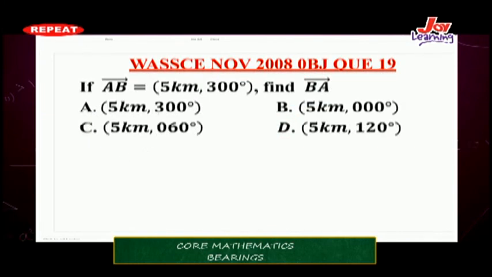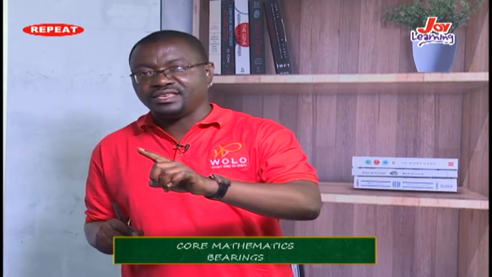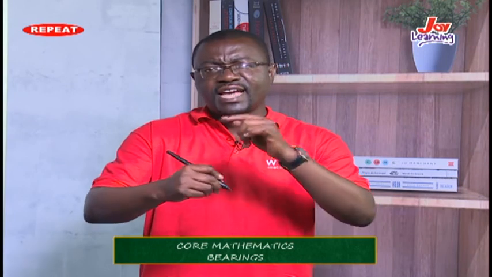Yes. This question is vectors, but it is also application of back bearing. Why is it application of back bearing? If you look at the first vector that is given, it is vector AB. The arrow is moving from A to where? To B. Meaning the bearing is from A. So if they now turn it and say find vector BA, the direction has been changed. Now the starting is becoming the ending, and the ending is becoming the starting. And this is a typical characteristic of a reverse or back bearing.